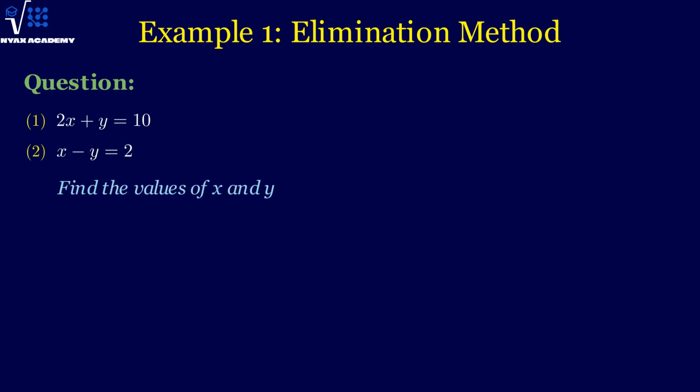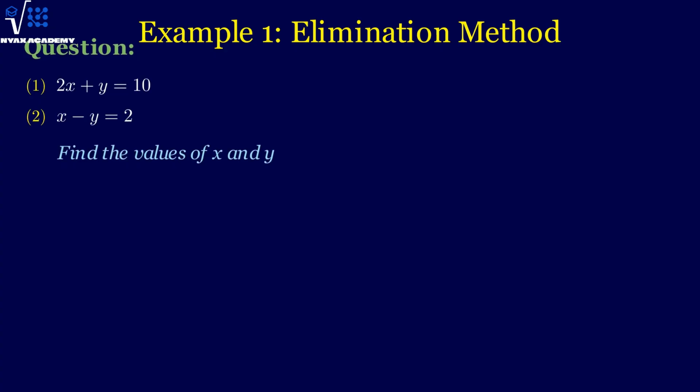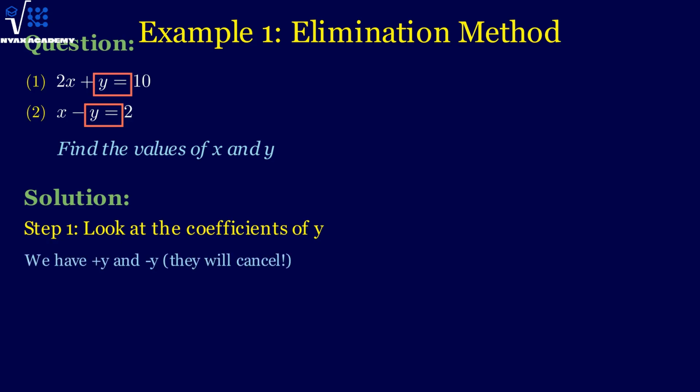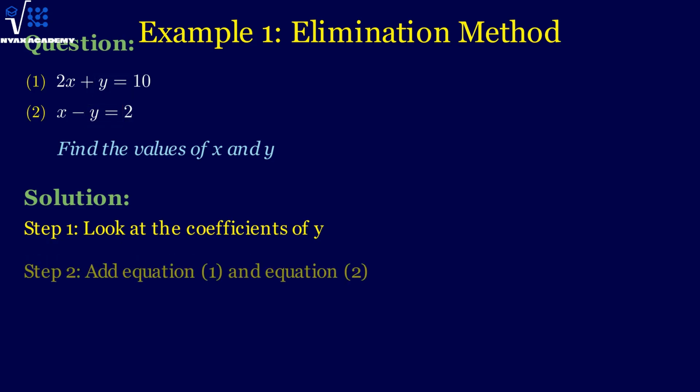We are given two equations, 2x plus y is equal to 10, and the second one, x minus y is equal to 2, and we have to find the values of x and y. First we check whether any of our variables can cancel out, and we find that y cancels out because plus y minus y is equal to 0. So we can add these two equations. Adding equation 1 and 2 will result in 2x plus x is equal to 3x, plus y minus y is equal to 0, and 10 plus 2 is 12. We divide both sides of the equation by 3 and find the value of x is equal to 4.